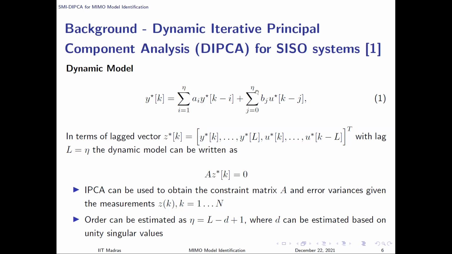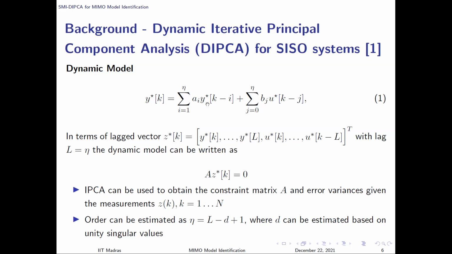Now, in order to apply this for a dynamical system, we looked at the SISO dynamical system represented in this form, where eta is the order of the system. Again, we recast it as a constraint matrix estimation problem by defining what we call the lagged vector. The lagged vector at any time instant k consists of the outputs at time k up to k minus l, and similarly the inputs u at k up to k minus l. So there are 2l plus 2 variables in the stacked vector. If you choose a lag of l, you will have 2l plus 2 variables in the stacked vector, and you can construct the measurement corresponding to each of these. You replace the stars with the measured values, and you get the measured value corresponding to z star k.